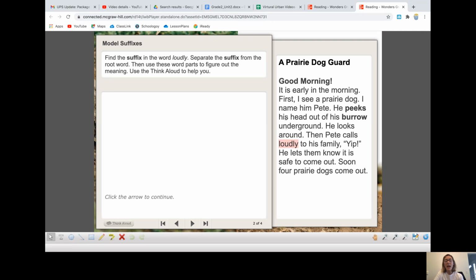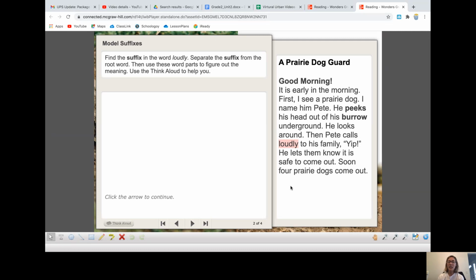We're going to read this passage right here. Find the suffix in the word loudly. We can already see it's highlighted. Separate the suffix from the root word. Then use these word parts to figure out the meaning. Then use a think aloud to help you.